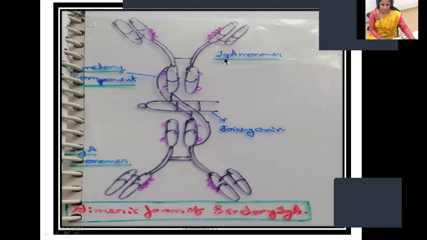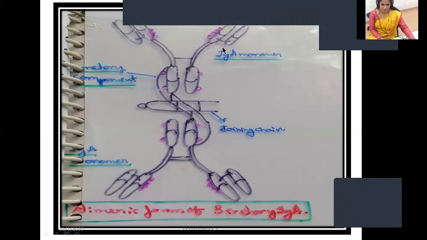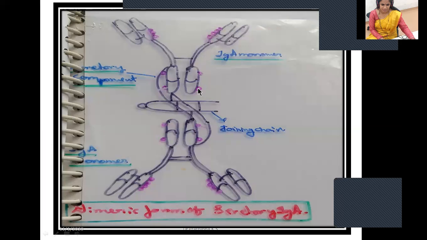This is the light chain and this is the heavy chain, with first domain, second domain, third domain, and fourth domain. You need to label this. This is the variable light chain and constant light chain. This is the variable heavy chain, constant heavy chain first domain, constant heavy chain second domain, constant heavy chain third domain: CH1, CH2, CH3. And these are the carbohydrates.